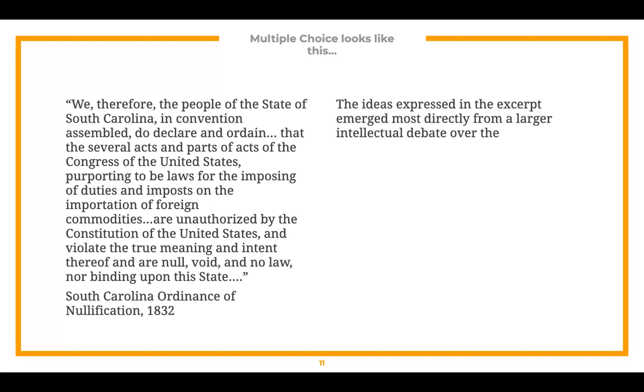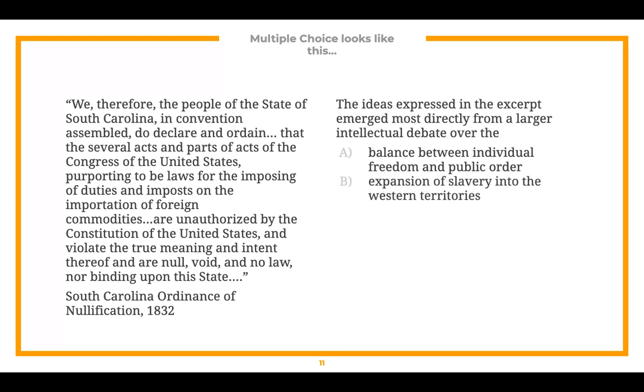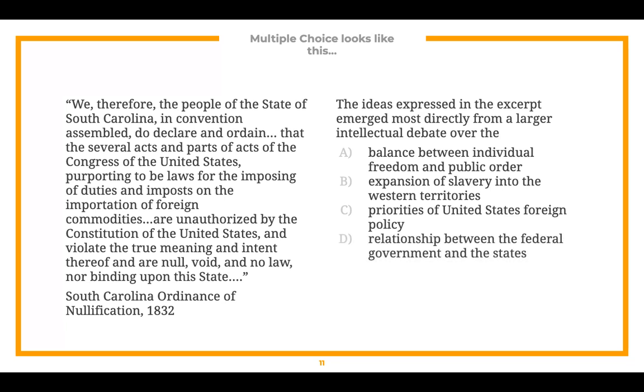The question would be: the ideas expressed in the excerpt emerged most directly from a larger intellectual debate over the, right? So the source is only going to give you a concept that's going to relate to a bigger idea within US history. Your choices are a balance between individual freedom and public order, expansion of slavery into the Western territories, priorities of United States foreign policy, and relationship between the federal government and the states.